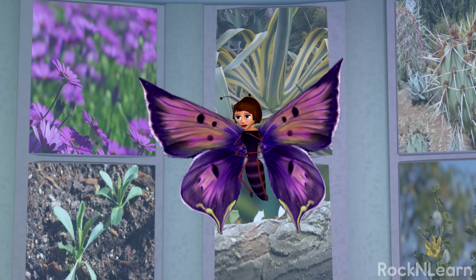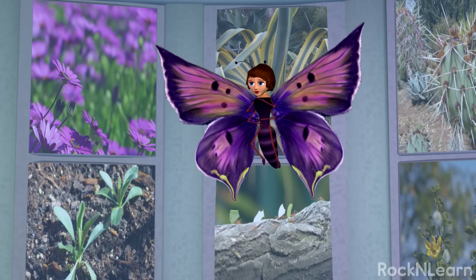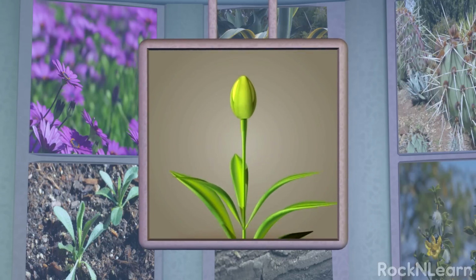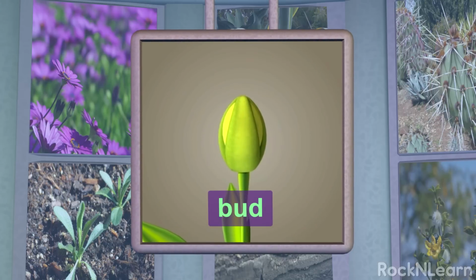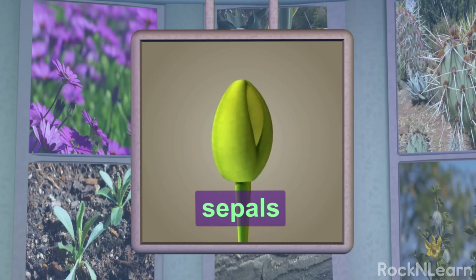Flowers aren't just pretty things to look at, you know. They are very important because they help the plant to make seeds. Let's take a closer look at a flower. First, check out this bud. See the tiny green leaf-like parts around the bud? Those are called sepals. They help to protect the bud as it develops.